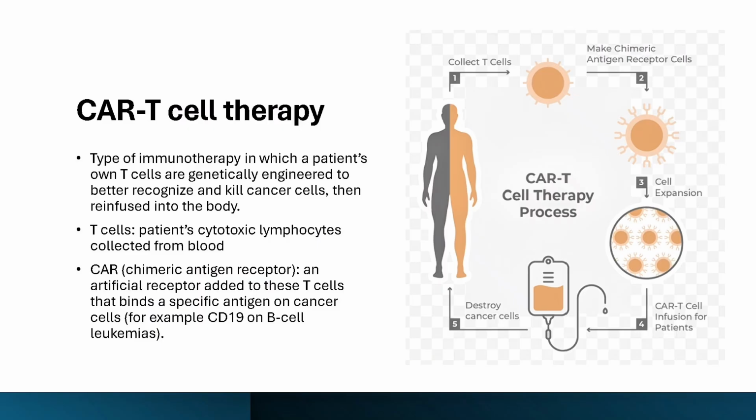B cells can be used in immune therapy. Monoclonal antibodies can be used in the treatment of cancer or autoimmune diseases. T cells can also be engineered and used in the treatment of cancer. So we have a treatment called CAR T cell therapy.